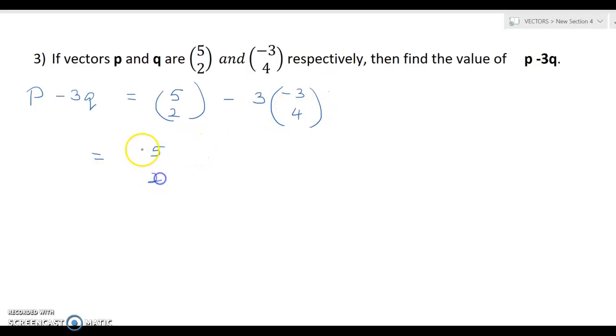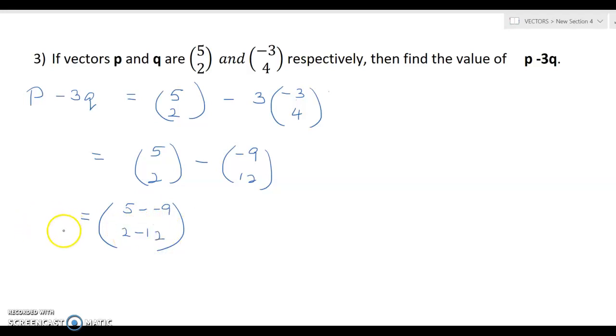We're going to get (5, 2) take away 3 by negative 3, which is negative 9, and 3 by 4 is 12. And then from there, you simplify. So 5 take away minus 9, and then 2 take away 12. Remember, two negatives make a positive. You're going to get 5 plus 9, which is 14, and then 2 take away 12, which is negative 10. So therefore, the answer for P take away 3Q is (14, -10).